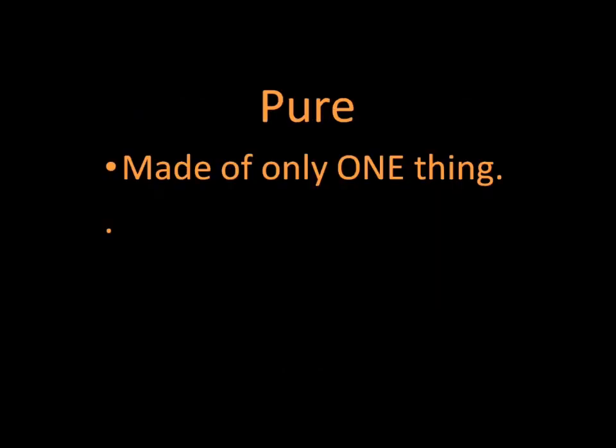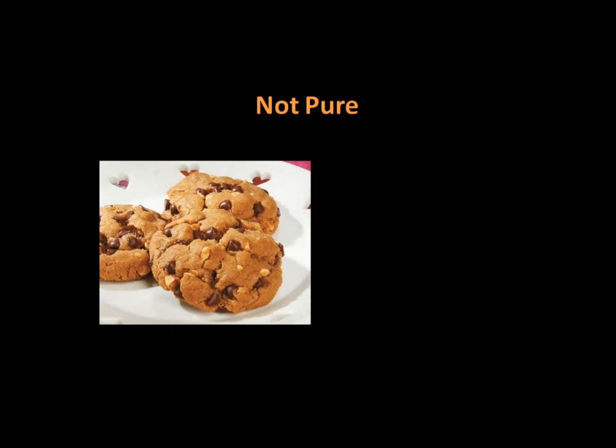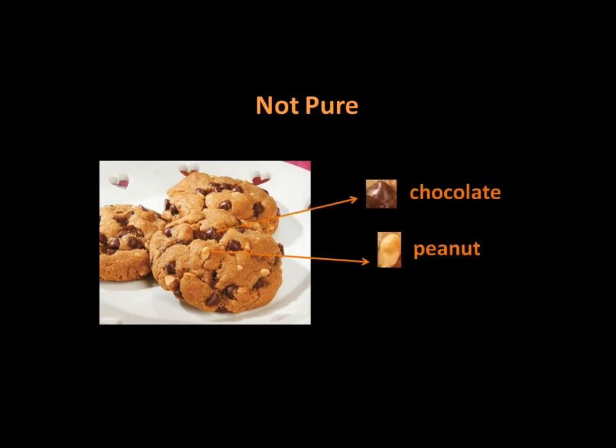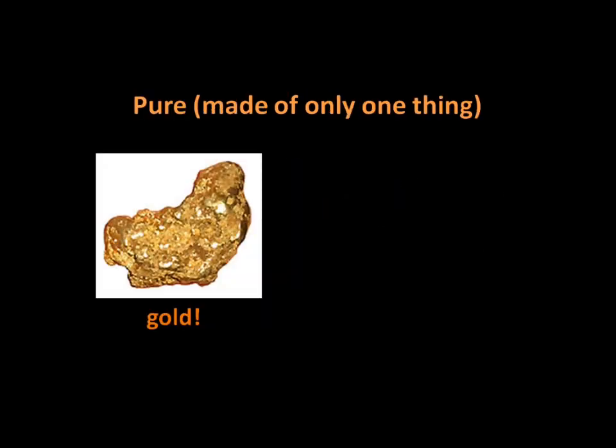Elements are defined as pure. Pure means something that is made of only one thing. Let's start with an example of something that is not pure. Chocolate chip peanut cookies. If you cut the cookie into smaller and smaller pieces, you will end up with different things. Maybe a piece of chocolate that is different from a piece of nut. Elements are different. They are pure and made of only one thing.